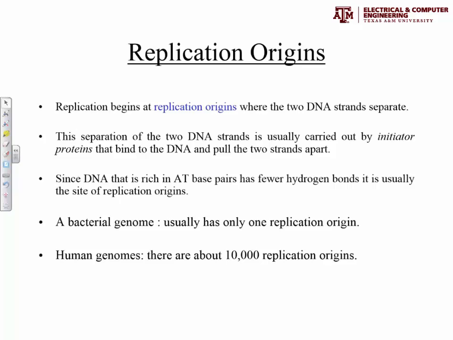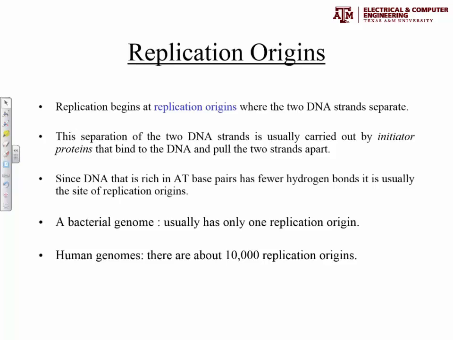Now, if you're talking about DNA replication, that is going to start at what are called replication origins, where the two DNA strands will come apart, right? And the separation of the two DNA strands usually is carried out by initiator proteins, which will bind to the DNA and pull the two strands apart, right? Now, as I pointed out before, AT base pairs have 2 hydrogen bonds, and GC base pairs have 3 hydrogen bonds. So since DNA that is rich in AT, adenine and thymine base pairs, has fewer hydrogen bonds, it is usually easier to separate and therefore the site of replication origins.